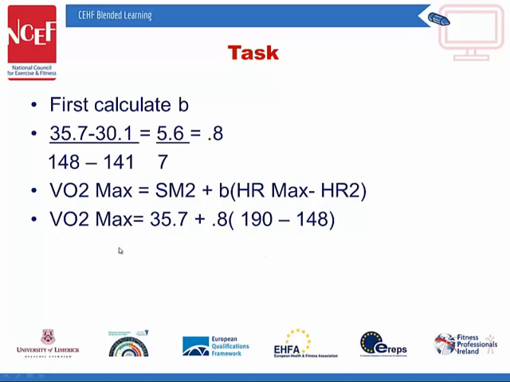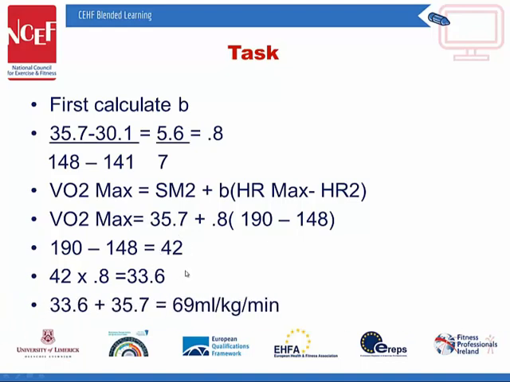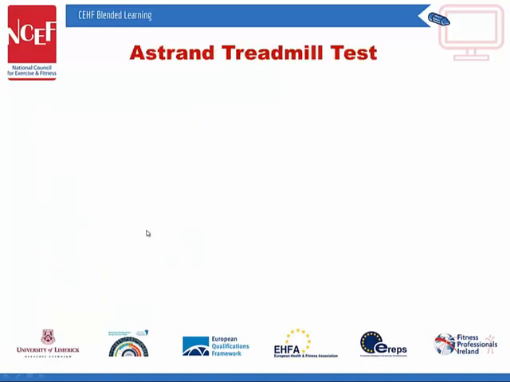So the first thing we do is do what is inside the brackets first. 190 minus 148 equals 42. The second thing we do is get rid of the brackets by multiplying 42 by 0.8, which is 33.6, and finally add on 35.7, which will give us our answer, 69 milliliters per kilogram per minute of exercise. That's John's VO2 max. Go to the standards, check out whether it is good, average, excellent, whatever, and give feedback to John. Okay, so that's the treadmill jogging test.